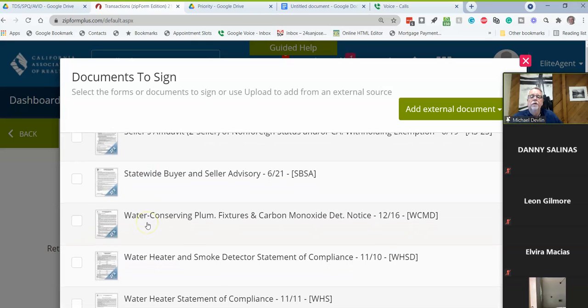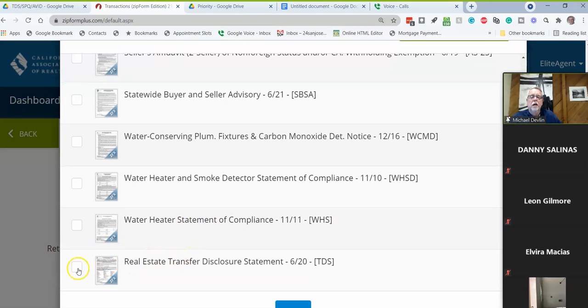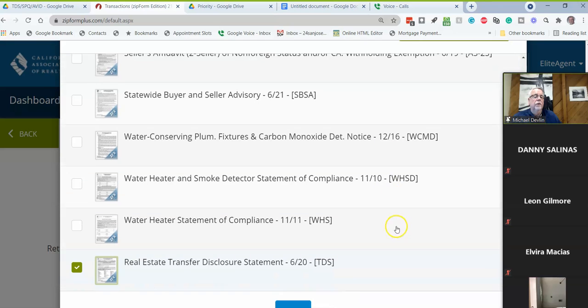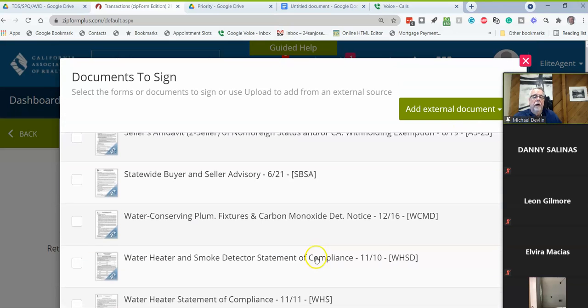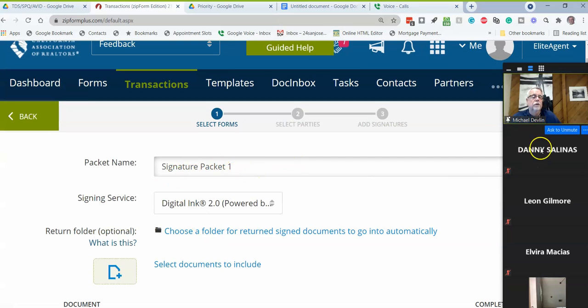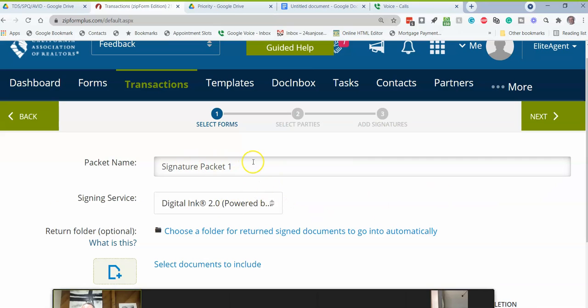So what I'm going to do, in the order in which we touch these is the order in which it'll be included. We're going to do that one, and that one, and then close. All right, so we've added our 2 documents. Signature package 1, usually I would name it something else. I usually would put in the address of the property. And the reason I like to do that is so that later when I'm looking at all these documents and emails, it gets complicated.